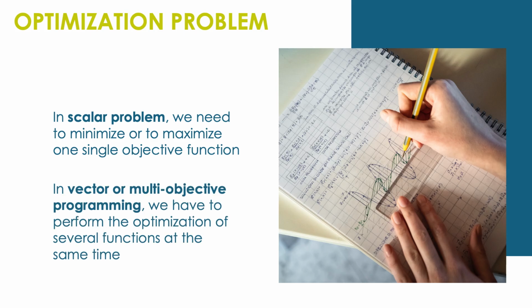In scalar problems, we need to minimize or maximize one single objective function. In vector or multi-objective programming, we have to perform the optimization of several functions at the same time. Usually, the union of design variable X and objective F is called the design space. As the optimization process often recalls the search for a trail in a rugged terrain, the shape of the objective function is frequently called the function landscape.